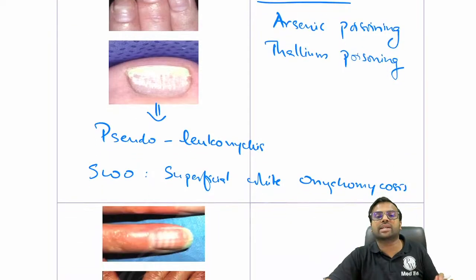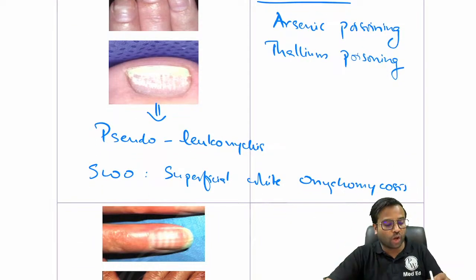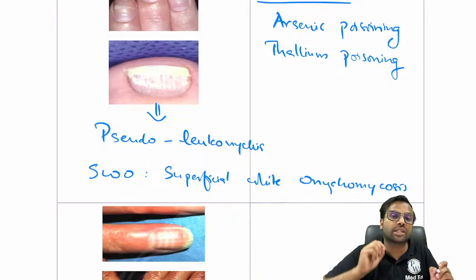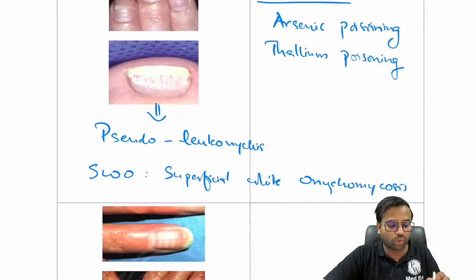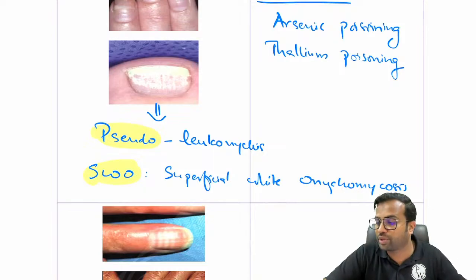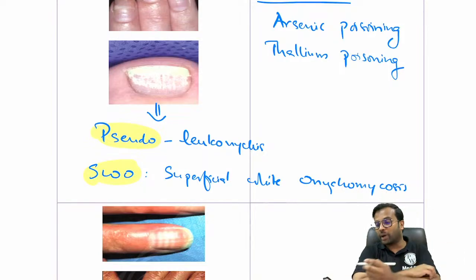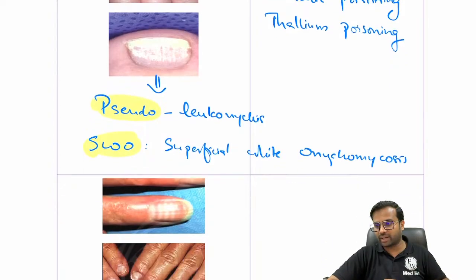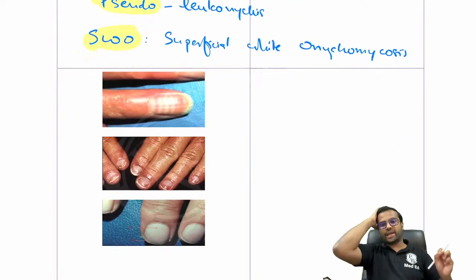What happens here is, I call this pseudo because it is not the nail which turns white in color. This is because of a fungal overgrowth, and this fungal overgrowth is called superficial white onychomycosis. Yes, Arjun, pseudo is fungal. Correct. So now let's go to the next one.